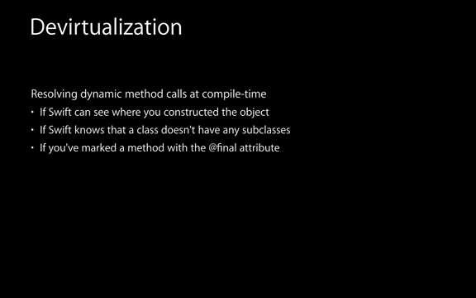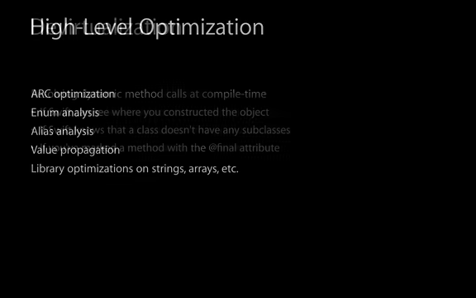There are a lot of ways that we can do devirtualization in Swift. We can see where you're actually constructing the object. We can do hierarchy analysis to see that a class doesn't have any subclasses. But you can also take control of this manually by marking methods and classes as final in order to tell Swift that it doesn't have to worry about the possibility of it being overridden anywhere.